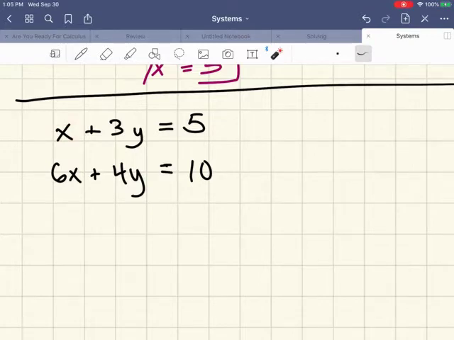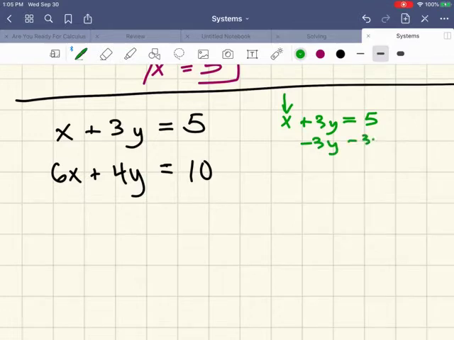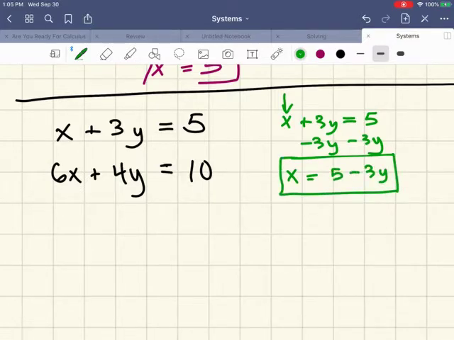So in order to do that, I'm going to rewrite it. So it's x plus 3y equals 5. If I want x alone, I'm going to get rid of the 3y by subtracting it from both sides. X equals 5 minus 3y, and now I have an expression for x in terms of y.